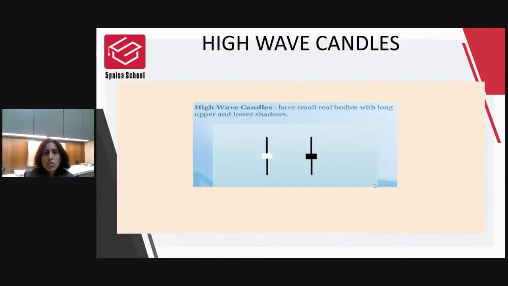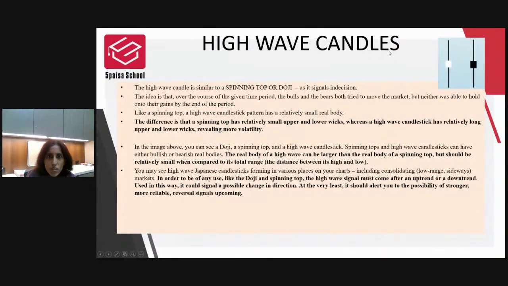Now let's come to the high wave candles. So the high wave candles, they have small real bodies with long upper and lower shadows, as you can see over here. Since we have studied doji and spinning top, both black spinning top and white spinning top, this high wave candle, as you can see, also appears to be very similar to a spinning top or a doji. Okay? And it again signals indecisiveness, right?